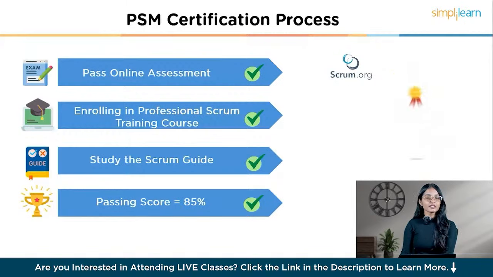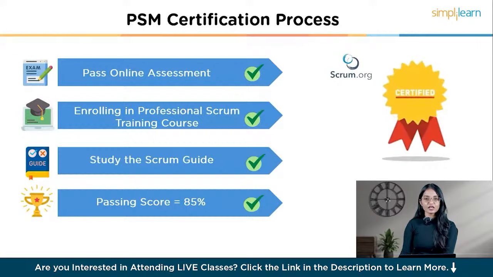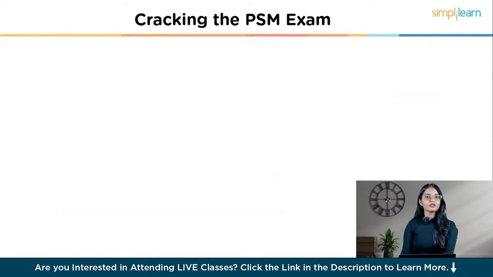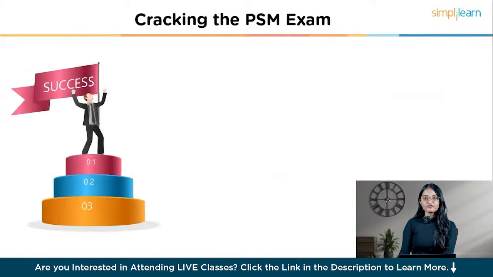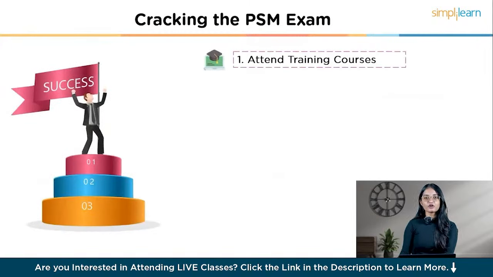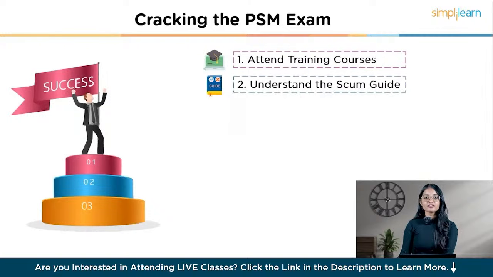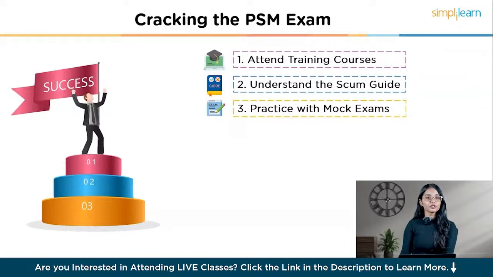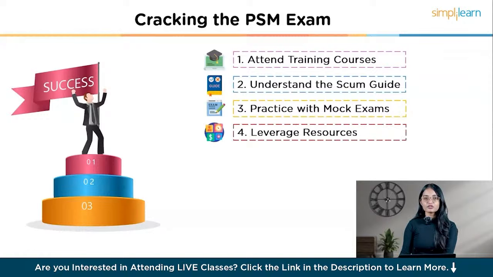Passing the PSM exam, especially at higher levels, can be challenging due to the rigorous nature of the assessment. Here are some tips to increase your chances of success. At first, attend the Professional Scrum Master training courses provided by scrum.org. Thoroughly study and understand the Scrum Guide as it serves as the primary resource for exam questions. Practice with mock examinations, sample questions, and assessments to gauge your level of preparation. Leverage resources like the Scrum Guide, open assessments, and study groups to reinforce your learning.